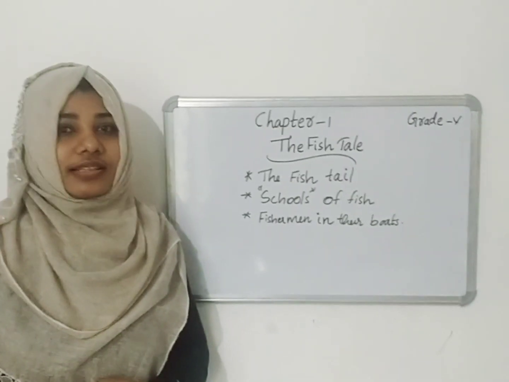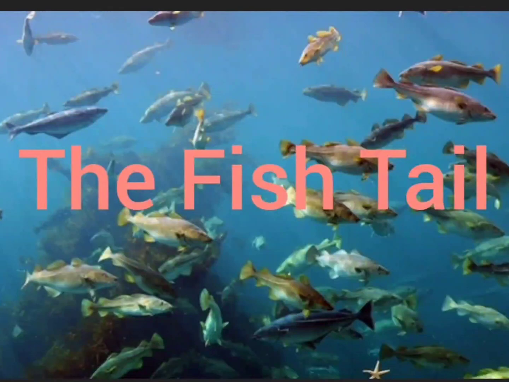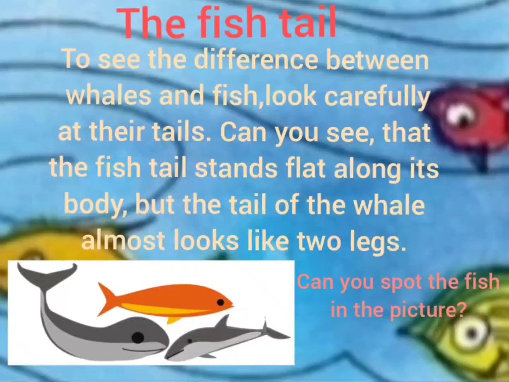Let's start our class. Okay children, first we will discuss the fish tail. This topic is in your NCERT book, page number 3. Let's read together. To see the difference between whales and fish, look carefully at their tails. Below, you can see the picture of whales and fish. Can you see that the fish tail stands flat along its body? But the tail of the whale almost looks like two legs.